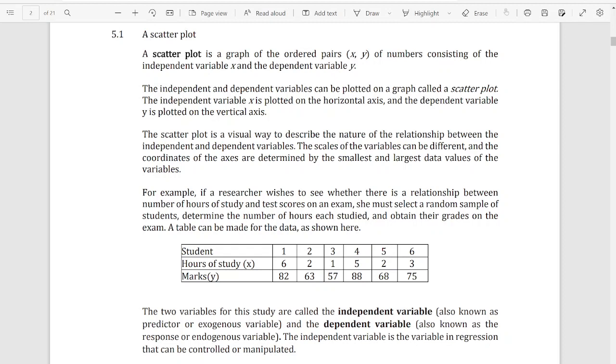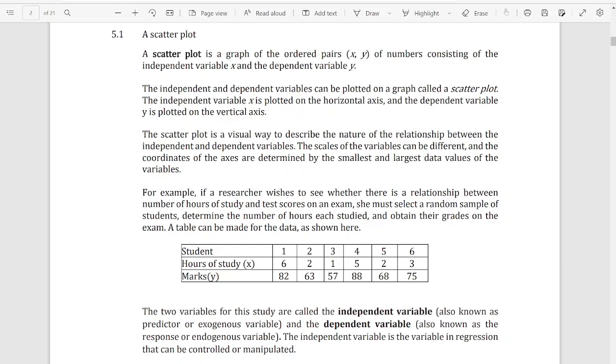Okay, these are the names used other than independent and dependent variables. Okay, the independent variable is the variable in the regression that can be controlled or manipulated. Okay, so in this case, sebab independent variable ni is a known value, you can control the value and also you can manipulate the value, change the value and predict what is the value of Y. Okay, itu adalah nature of the independent variable.